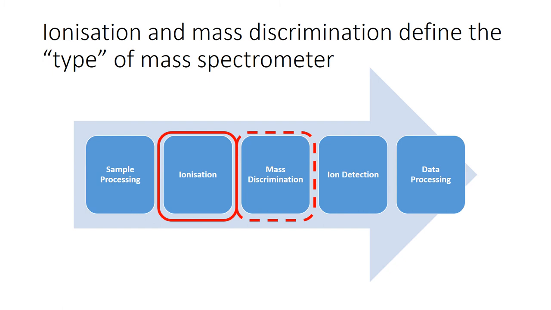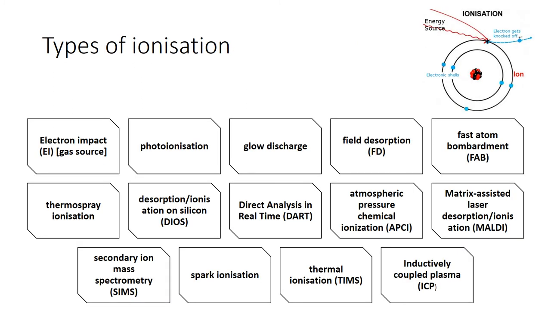You either have a secondary ion, an ion counter or a Faraday collector. So we're really looking at differences in the ionization. There are lots of ways of ionizing ions, and many different types of mass spectrometer available for all kinds of different applications.